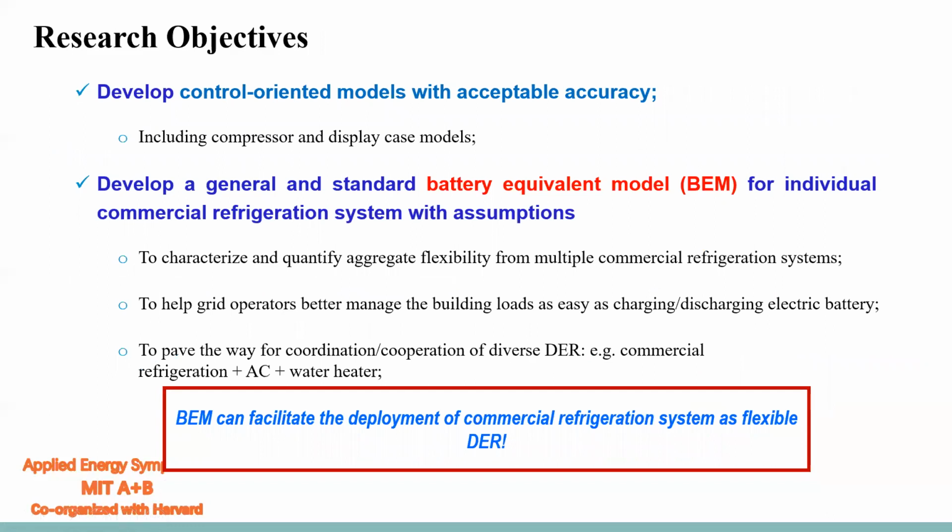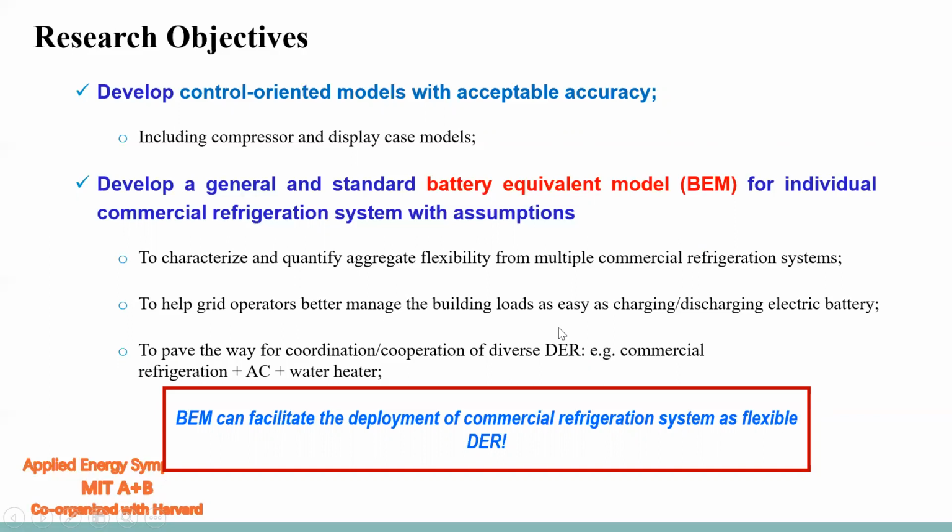The objective: we first developed control-oriented models for both compressors and display cases. We develop a general and standard battery equivalent model for the individual commercial refrigeration system with some assumptions. Such a BEM can characterize and quantify the aggregated flexibility from multiple systems, and it also helps the grid operator to better understand the building load.